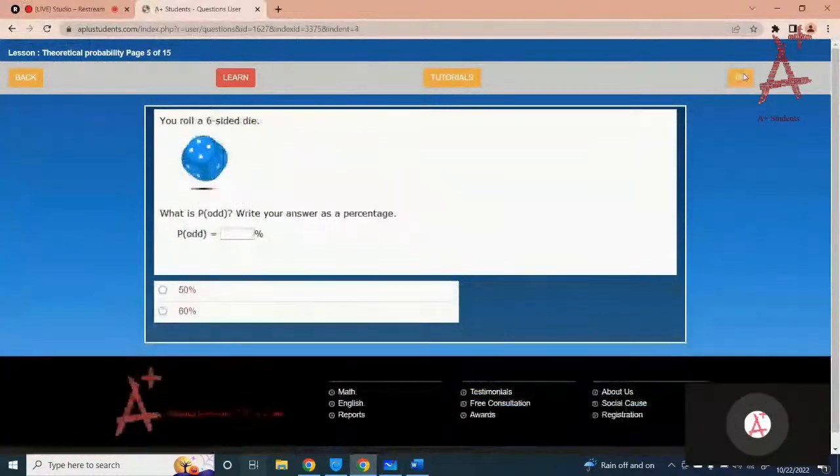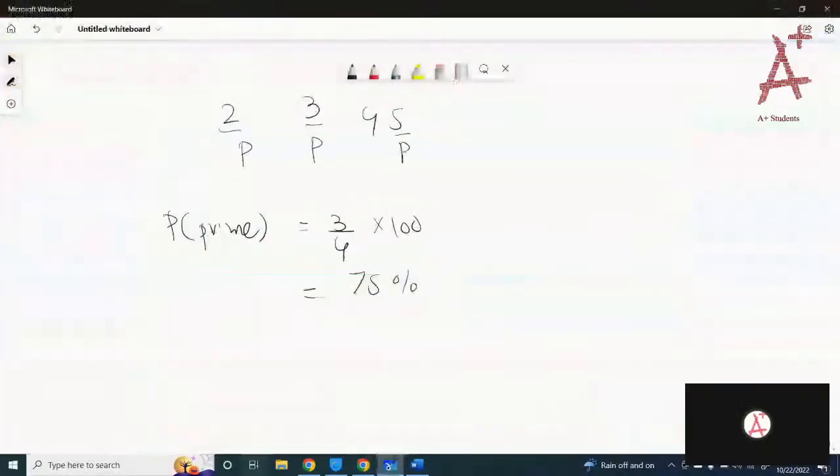Okay, you roll a six-sided die. What is the probability of getting odd? So the numbers on the die are 1 to 6. There are 1, 2, 3, 4, 5, and 6. Okay, now which numbers are odd?